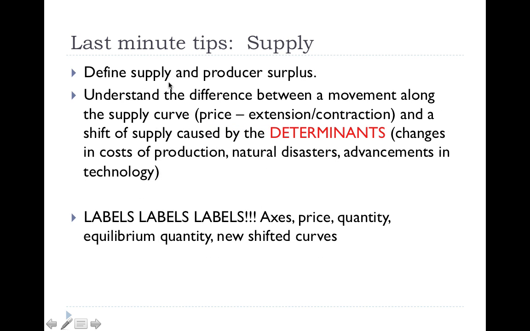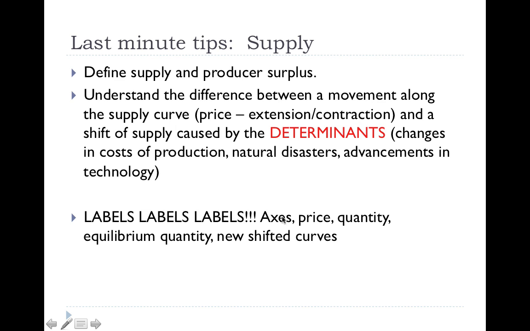Looking at supply, define that and producer surplus. Understand the difference between movement and shifts. Again, label to death. Right? I always make such a big point of this. My students have done generally a good job in the past of making sure they have accurate labels. Right? These will make a lot of difference.